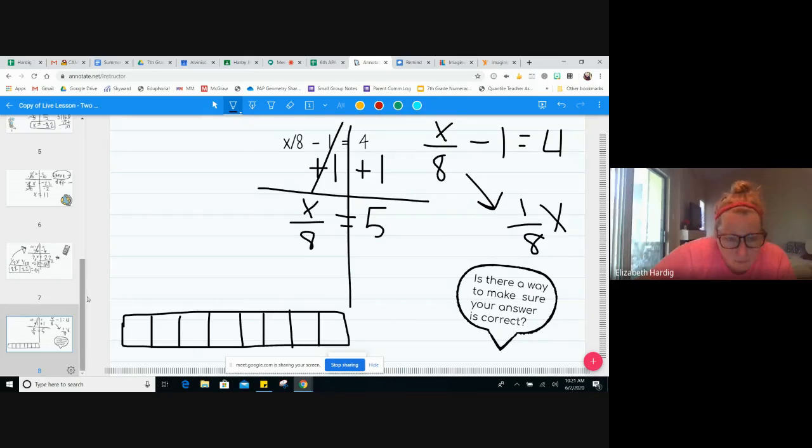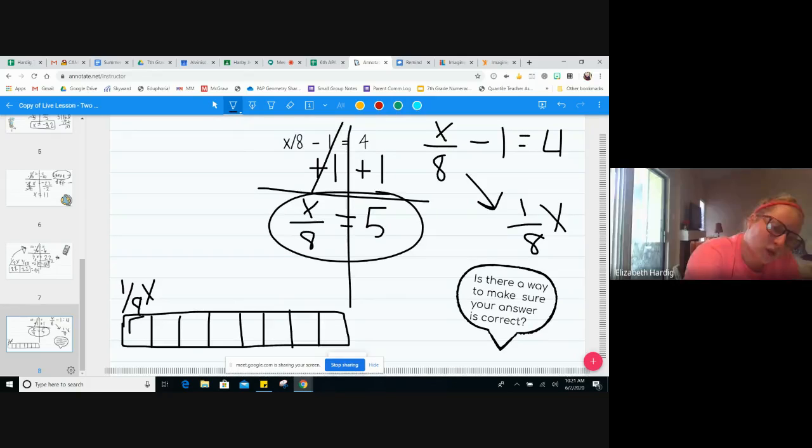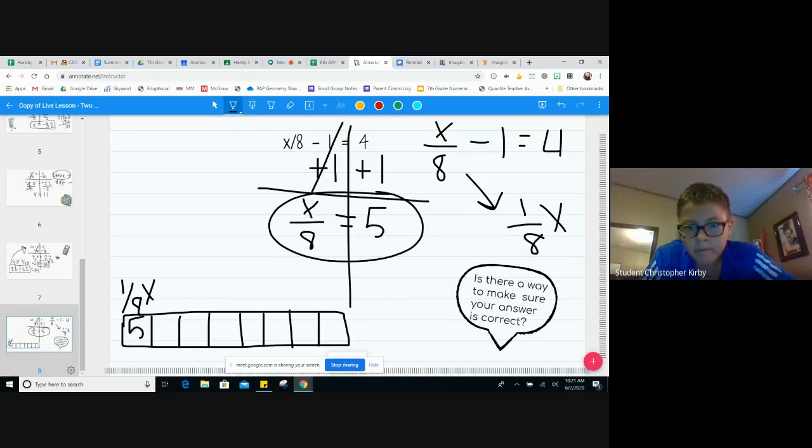Let's see, did I count right? 1, 2, 3, 4, 5, 6. Good. And right now, I have only 1/8 of x. And I know that 1/8 of x was equal to how much over here? 5. Good. So 5 goes inside. So what number keeps going inside each of the rectangles? 5.